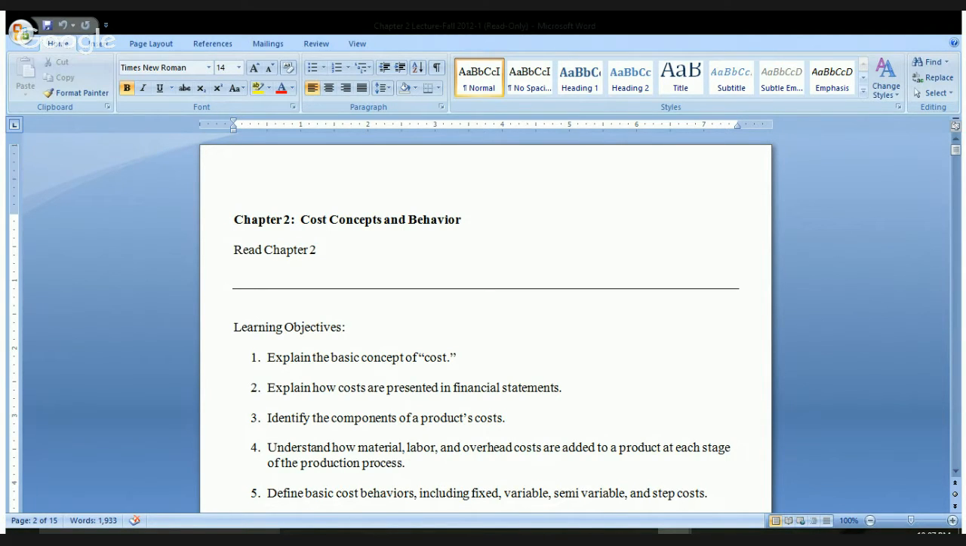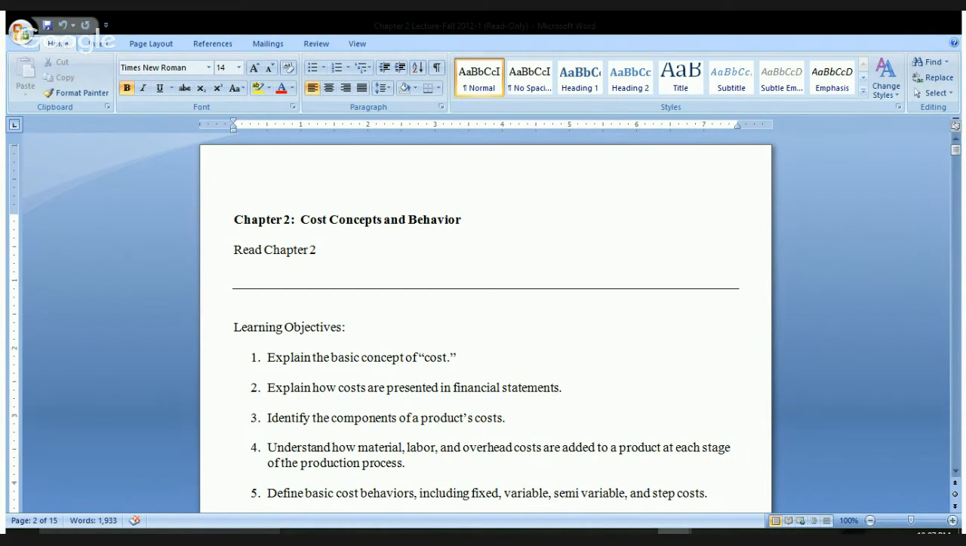is land. Now, you think, okay, how is that so? Well, land is a permanent asset and it never goes away. We don't depreciate it or anything like that. Everything else, we expense through depreciation or we expense it by paying for it. So, land is the only cost that we have that is not an expense.